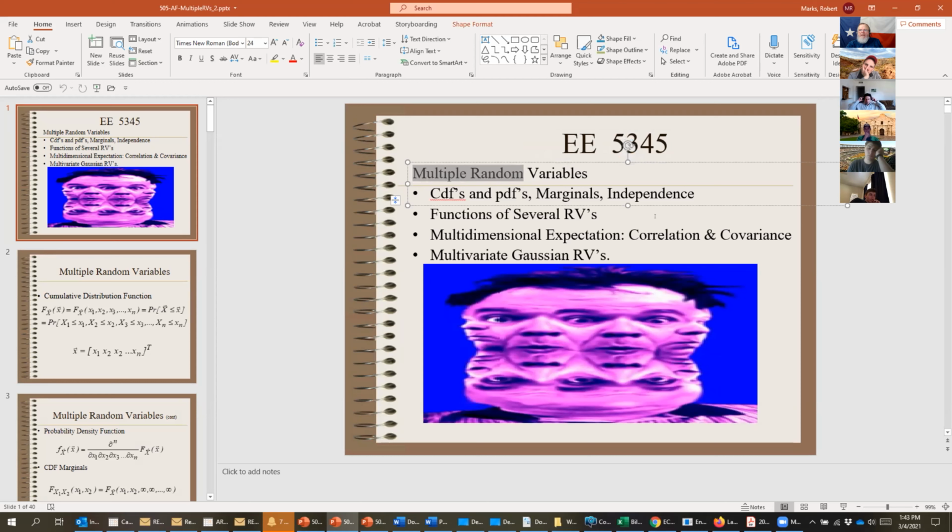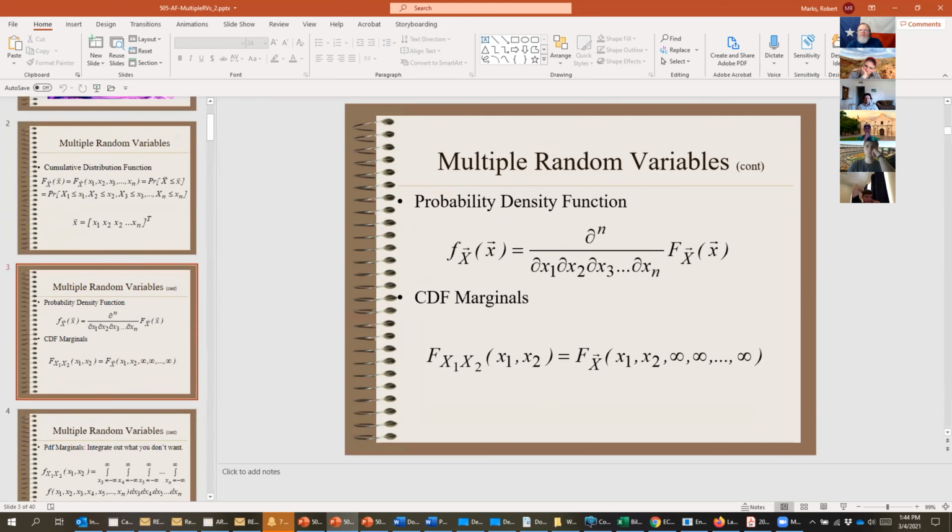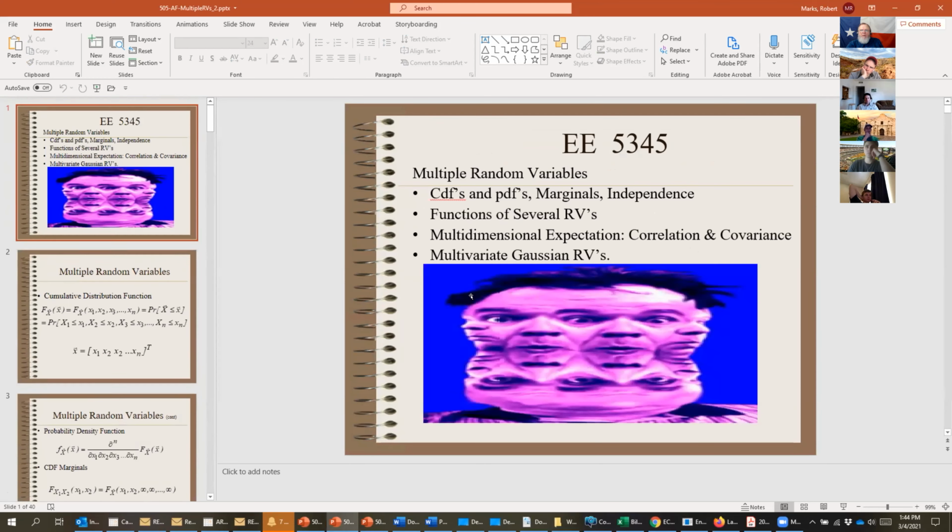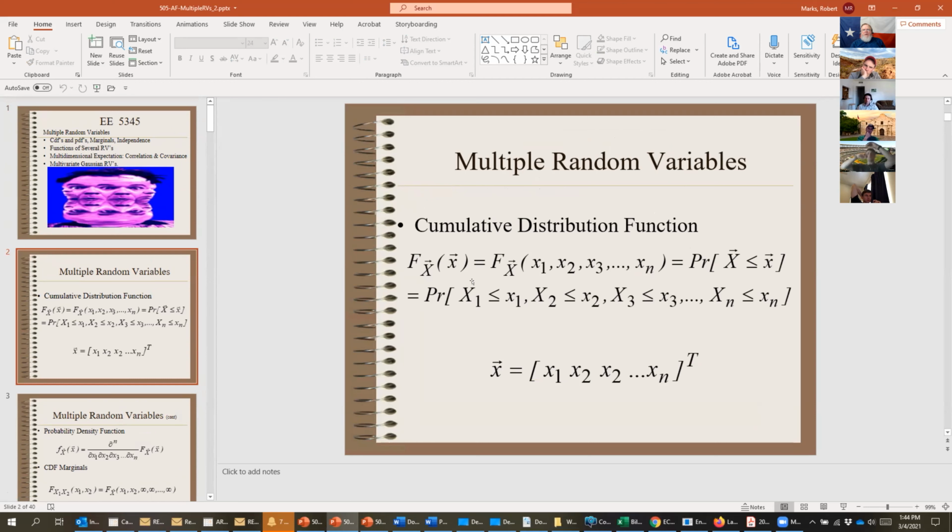So if we had 20 random variables, we'll deal with multidimensional expectations and multivariate Gaussian random variables, which is probably the most important part. Just a little tease: if we go to the cumulative distribution function of, say, n random variables instead of 2 random variables, we get something which is crazy. We get something which is what we see here.